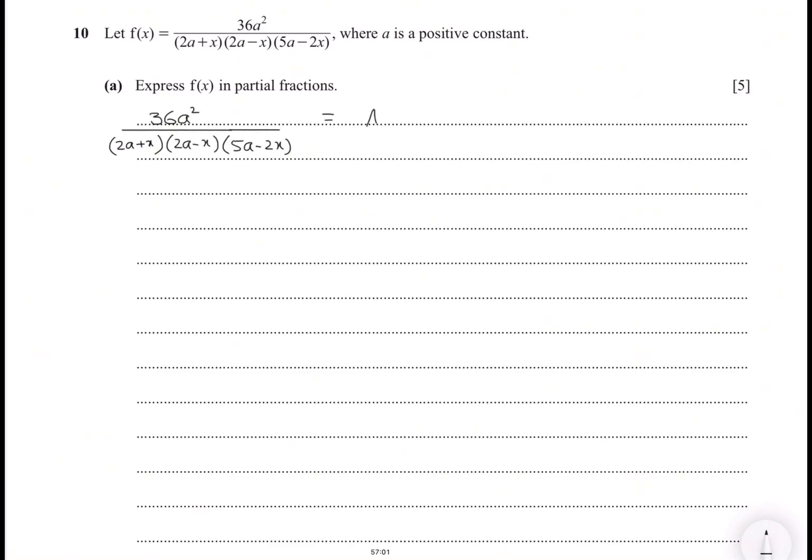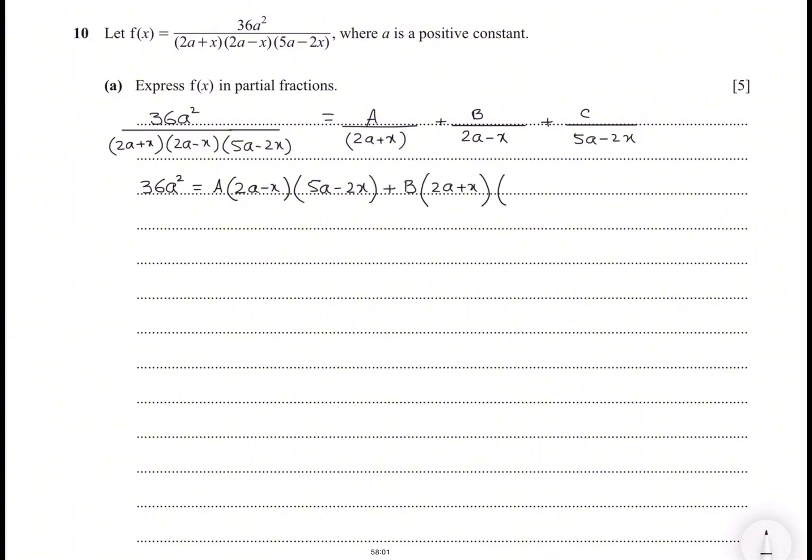Okay, question number 10 is a partial fraction question. So write it down: a over 2a plus x plus b over 2a minus x plus c over 5a minus 2x. So 36a squared would be multiply a by 2a minus x and 5a minus 2x plus multiply b by 2a plus x times 5a minus 2x plus multiply c by 2a plus x, 2a minus x.